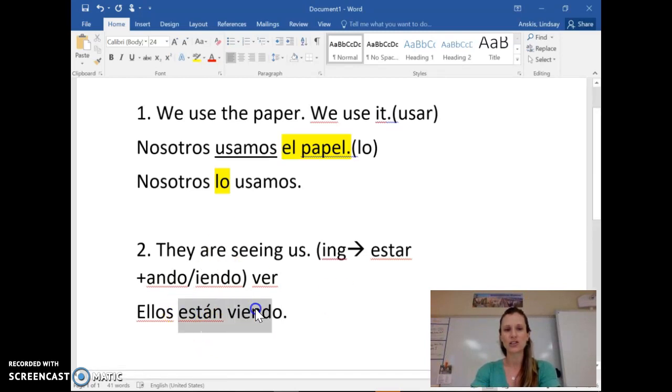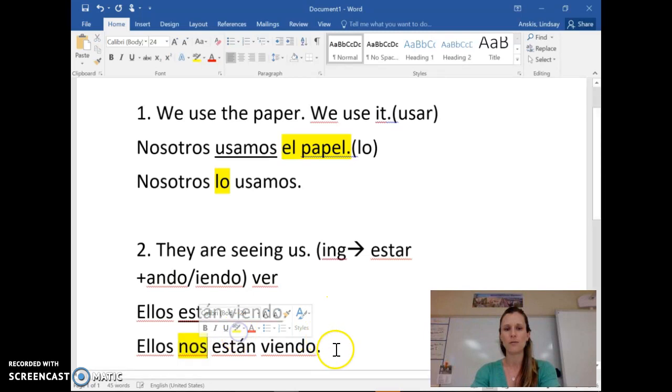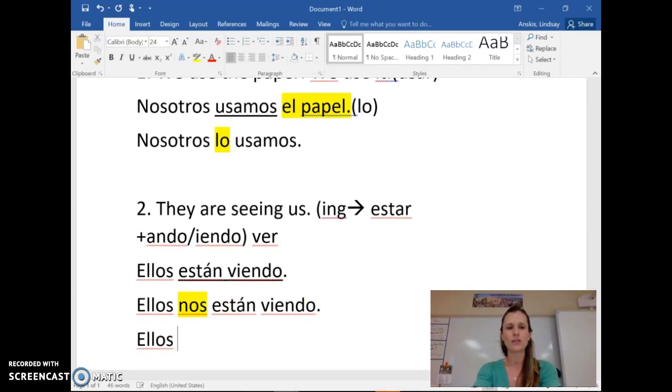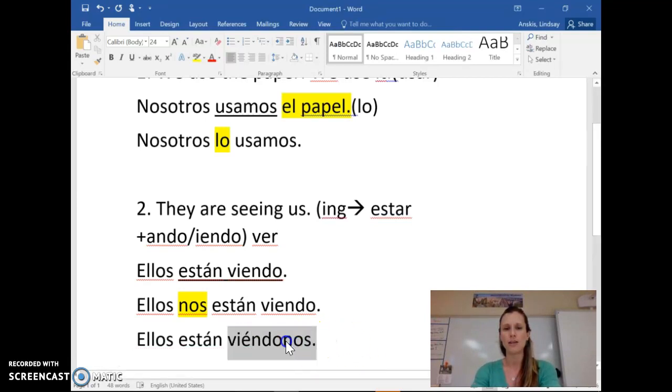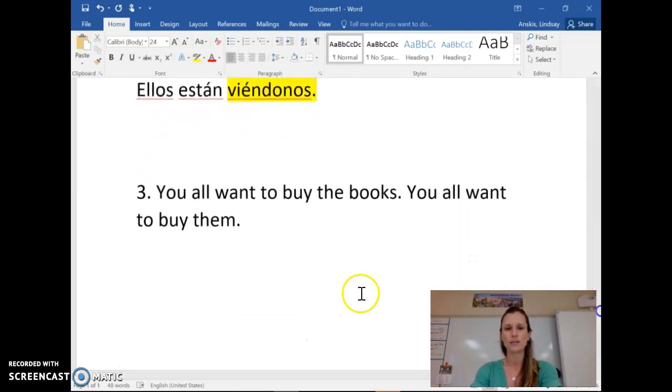Because I have two verbs, estar and viendo, I have two choices for my placement of the pronoun. I can either say ellos nos están viendo, and put it before the conjugated verb, or I can say ellos están viendo nos, and attach it onto the end. If I attach it onto the end, I have to make sure I add my accent on the E. So it doesn't let me just highlight the nos, but you can see that the pronoun is there. So this is conjugated, this is progressive, and since there are two verbs, we know there are two choices.